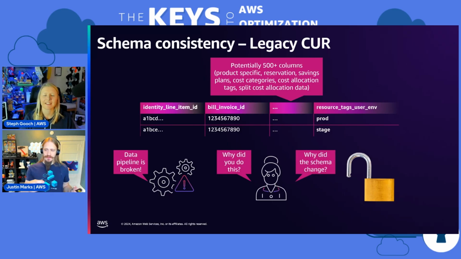To bring this back, though, there's a lot of things that you can do. You can see some of the mentions in the top there, like buying your first savings plan or enabling additional cost allocation tags that can change the legacy CUR schema.